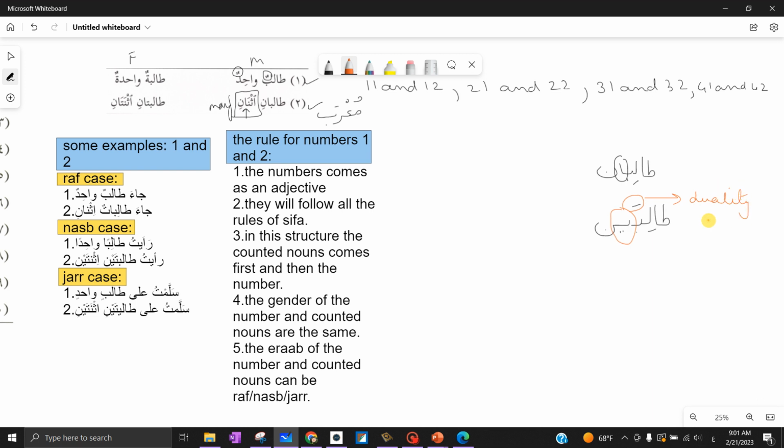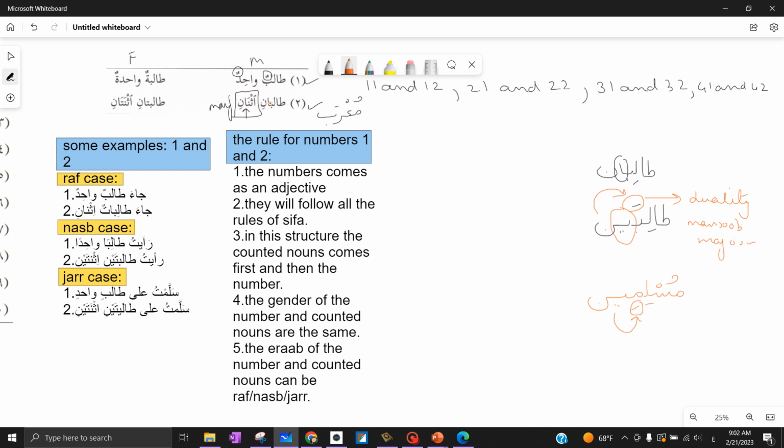Duality shows the muthanna, not the Jama Muzakkar, because in case of Jama Muzakkar, as for example Muslimin, what is the difference? Before the ya there is a kasra, and in muthanna what is the difference? Before a ya it is a fatha. This is the major difference between muthanna and Jama Muzakkar Salim in mansub and majrur case. So this is in mansub majrur case, talibaini, in mansub and majrur case.